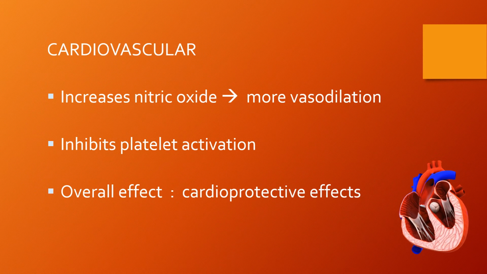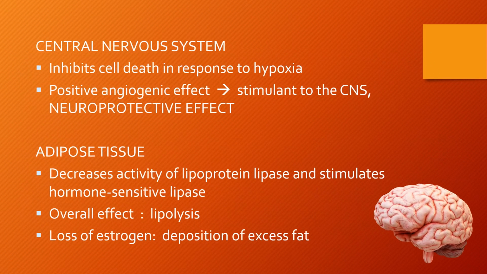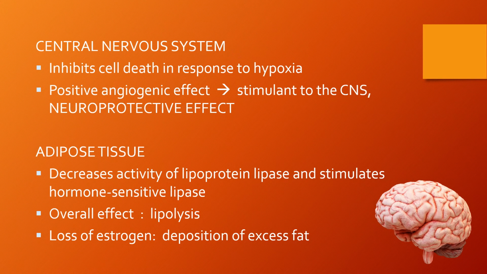In the cardiovascular system, it increases nitric oxide secretion, thus causing more vasodilation. It inhibits platelet activation, so the overall effect of estrogen would be cardioprotective. The effect of estrogen in the central nervous system would be neuroprotective by inhibiting cell death in response to hypoxia, and it causes a positive androgenic effect, which is a stimulant to the CNS.